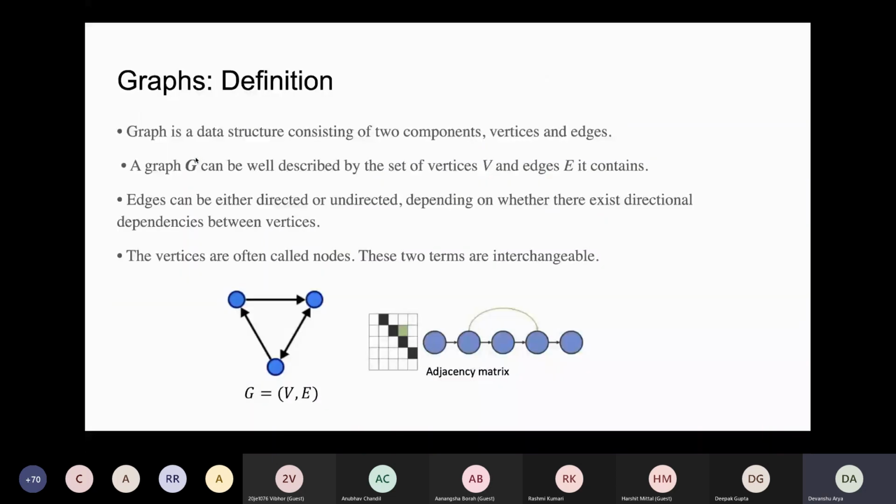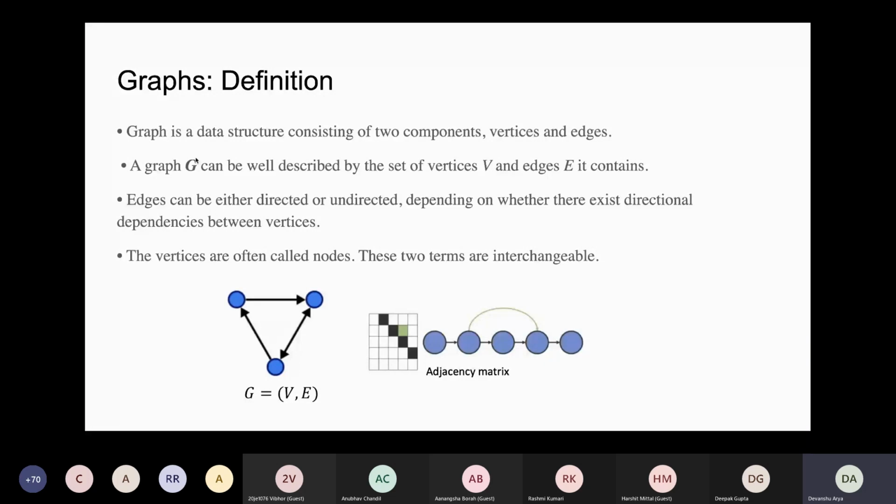I hope everyone knows the very basics of graphs. A graph is a data structure which has two components, vertices and edges. A graph can be described by these two components: the set of vertices and its set of edges. These edges can either be directed or undirected, depending on whether there exist directional dependencies between vertices. To keep it simple, in the entire talk, we'll talk about undirected edges, so there is no directional relation between one node and the other. These vertices are often called nodes, and I'll be using these terms interchangeably: nodes, vertices, edges.